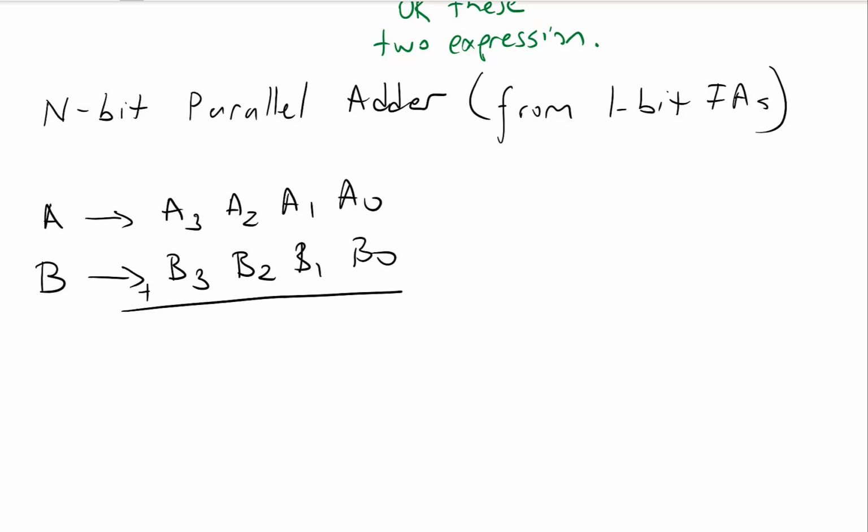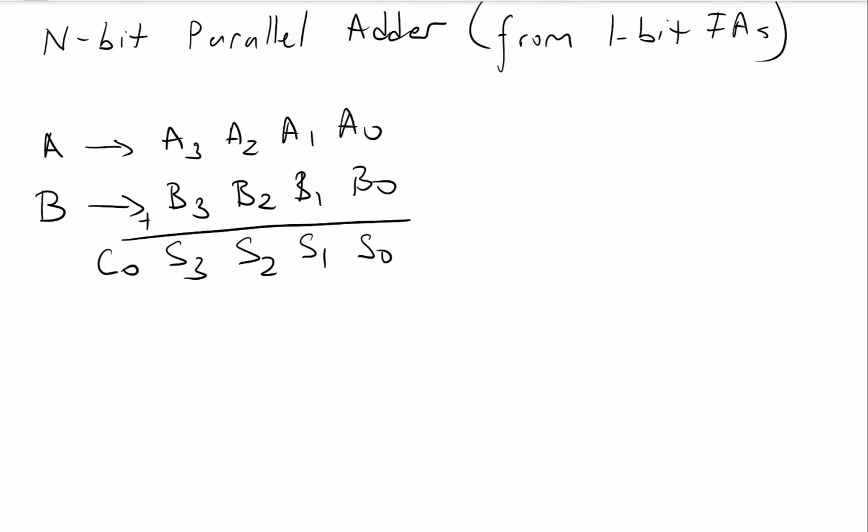And I would like to add these 4-bit variables, and I will get S0, S1, S2 and S3, and I will have a carryout in this case. So this is called n-bit parallel adder, and I am trying to implement these circuits using 1-bit full adders. So in this case I need to have 4 1-bit full adders.